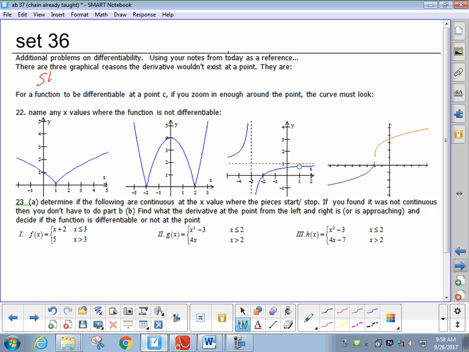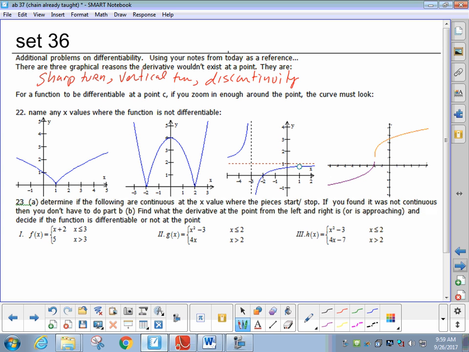Sharp turn. That could be a corner or a cusp, depending on if you're dealing with curves or linear. What else? Vertical tangent. That's undefined slope. Undefined, doesn't exist. And one more. Discontinuity. You can't have a derivative at a point that doesn't exist, or a vertical asymptote, so discontinuity.